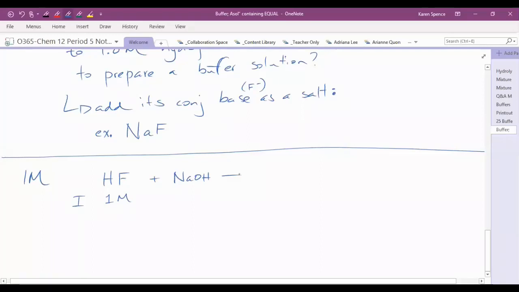Okay, could you guys please predict what happens for yourself? You can write it down and just write done when you're done. What's going to be the product of that reaction? Yep, we're going to end up with NaF plus H2O. Is that going to be a one-way arrow or an equilibrium arrow?